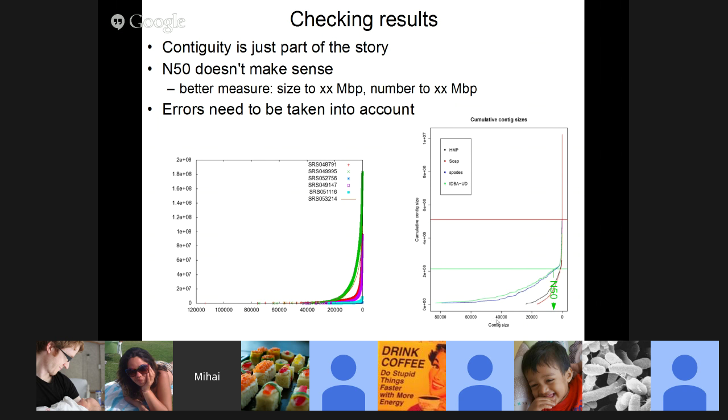I think curves like this are a little more useful because just looking at the curve, I can see that the green assembly seems to be doing better. It has larger contigs, first of all, and then it still has larger contigs up to a particular given point. So I can get to this point of 2 megabase pairs much quicker using the green assembly than I can with the red assembly.